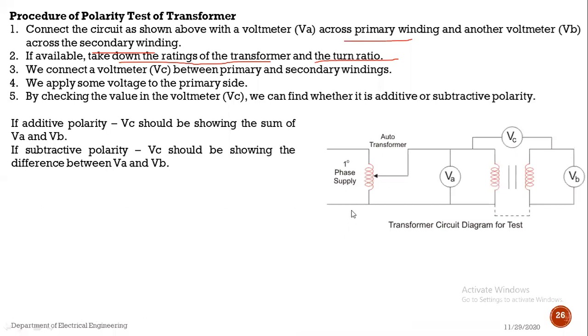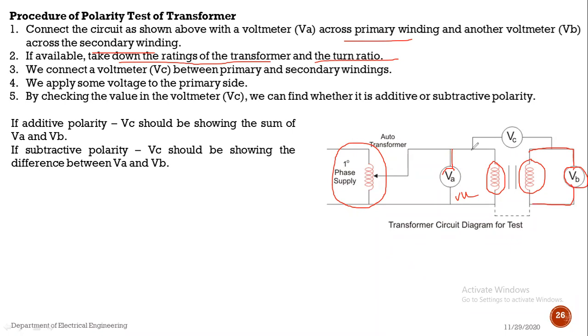See here the circuit diagram, it can be shown. This one is the auto transformer. It can be connected to apply the variable supply voltage. Now this is the primary winding of the transformer. This one is the secondary winding of the transformer. Okay, one voltmeter is connected in parallel with the primary winding, that is VA. Another voltmeter is connected in parallel with the secondary winding, it is nothing but VB. हे VB जे आहे तो voltmeter आपण parallel मध्ये connect केलेला आहे secondary winding.